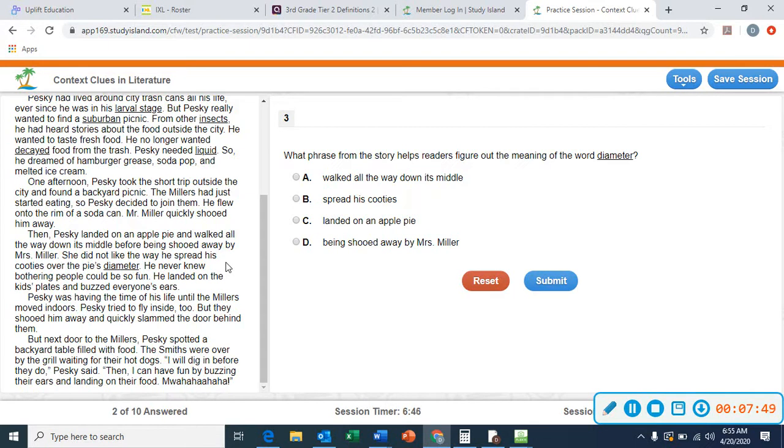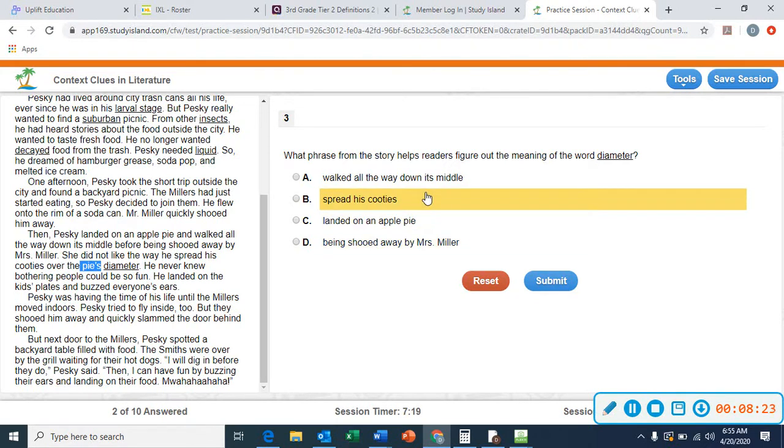Your clue is pie. Think about a pie. He's walking down the middle of an apple pie. A pie is in a circle shape. Which words help us figure out the meaning of the word diameter? Walked all the way down its middle, spread his cooties, landed on an apple pie, or being shooed away by Miss Miller? What do we think?